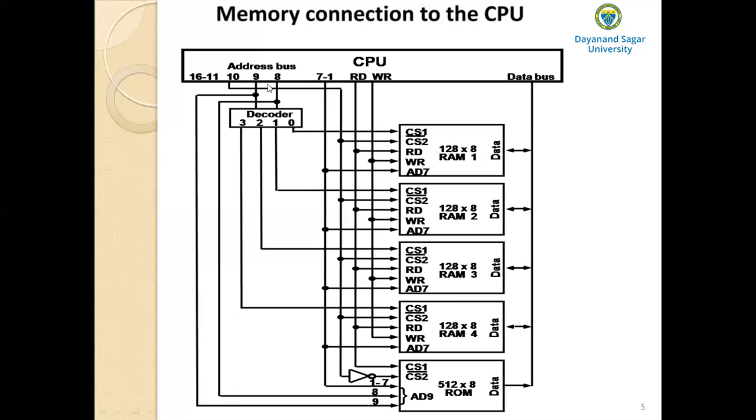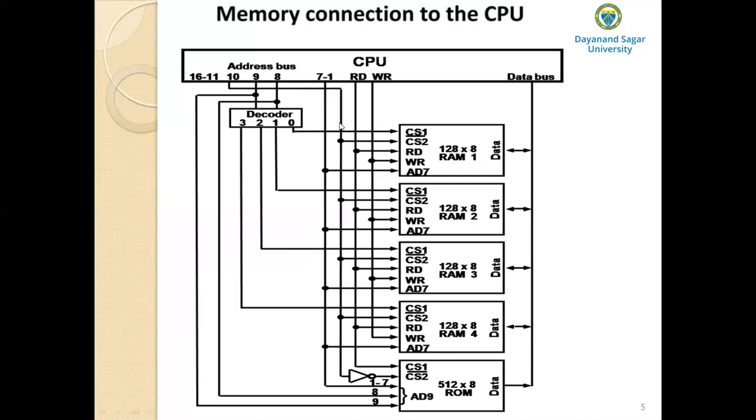Here the 2 inputs are the address lines that are used for selecting the RAM chips, RAM 1 to 4: the address lines 8 and 9. These address lines 8 and 9 are input to this decoder, and based on these inputs, the decoder will select one of the outputs. If the address lines 8 and 9 are 0, 0, RAM 1 will be selected. The output of this decoder is connected to CS1.